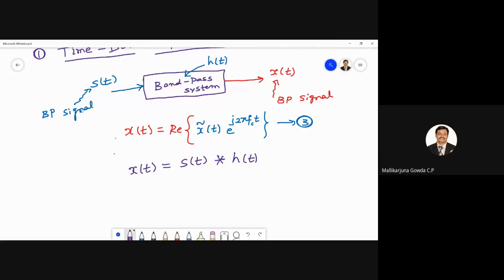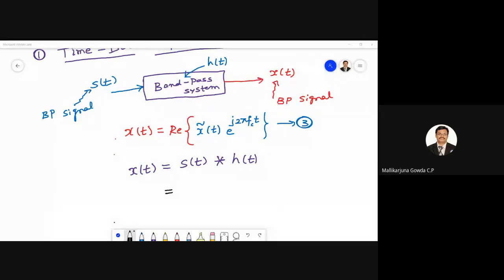So now I wrote how to relate the output signal of a bandpass system with the input signal: the convolution of the input signal with the impulse response. How can I write this in convolution integral form? Integral from minus infinity to infinity, s of tau into h of t minus tau d tau. Very good. So that is the convolution integral.